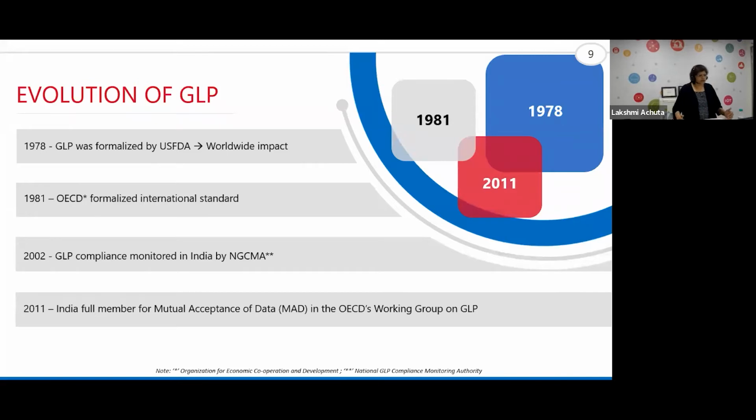In 2002, the GLP compliance in India was initiated to be monitored by the National GLP Compliance Monitoring Authority, that is the NGCMA. And in 2011, India became a full member of the Mutual Acceptance of Data, wherein the study conduct would be done in India and the data would be generated in India. However, the reliability of the test data and the test information would be accepted across the globe by various regulatory agencies.